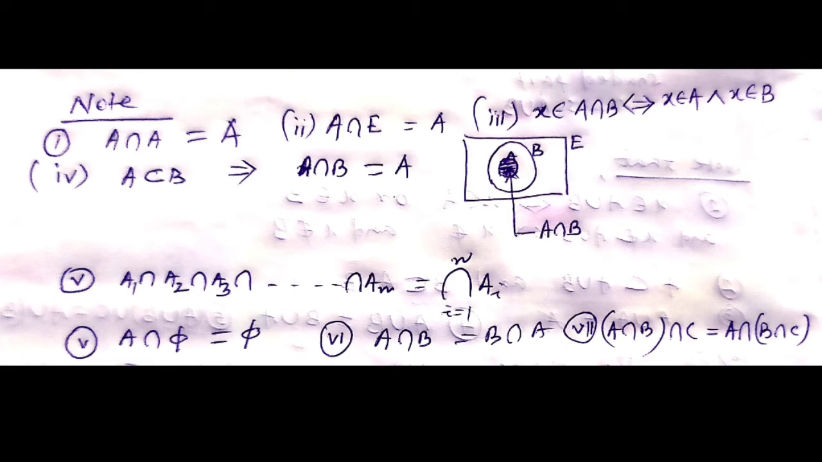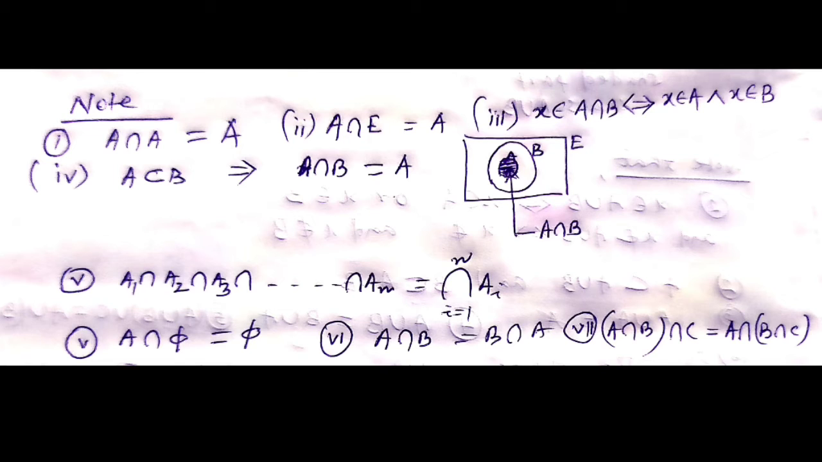Similarly, if A is a subset of B, A intersection B is equal to A. Look at the Venn diagram. A1 intersection A2 intersection A3 up to AN, that is, intersection of n number of sets A1, A2, A3, AN, etc. is written as intersection symbol Ai, i changes from 1 to n.